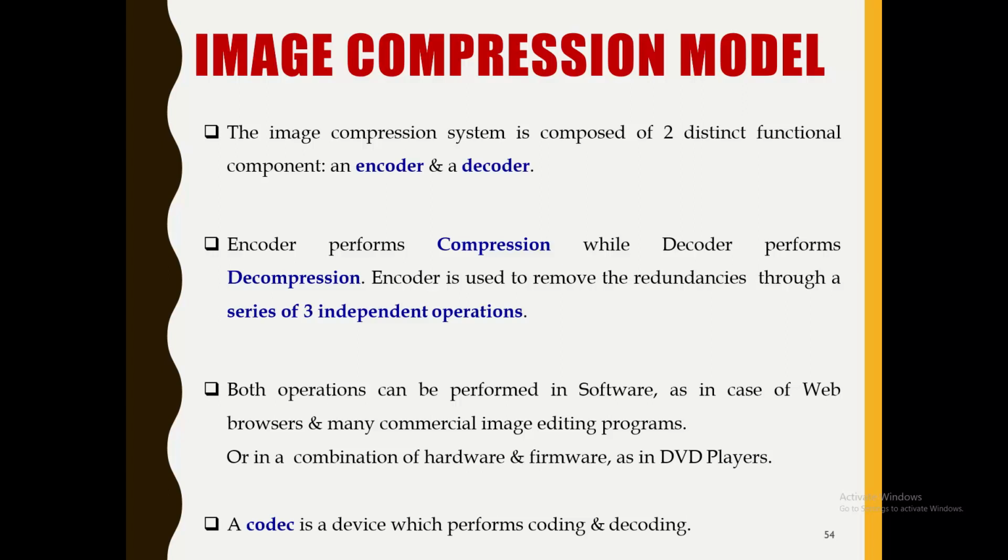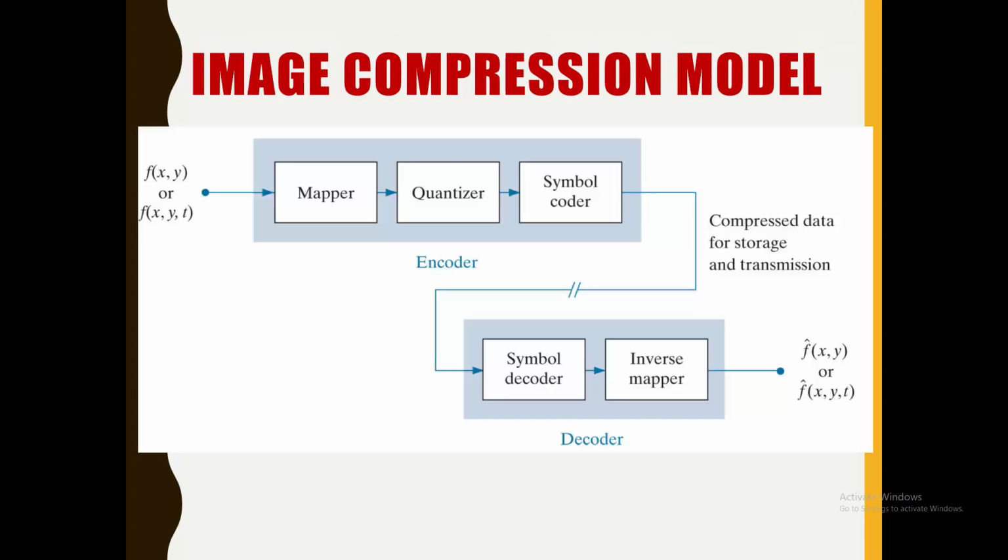Both operations can be performed in software, as in the case of web browsers and many commercial image editing programs, or in a combination of hardware and firmware, as in the case of DVD players. So you have already known about that. There is a JPEG format which will compress images, and there is a zip format that is also a compression technique, a different kind of compression technique. A codec is a device which performs both coding and decoding.